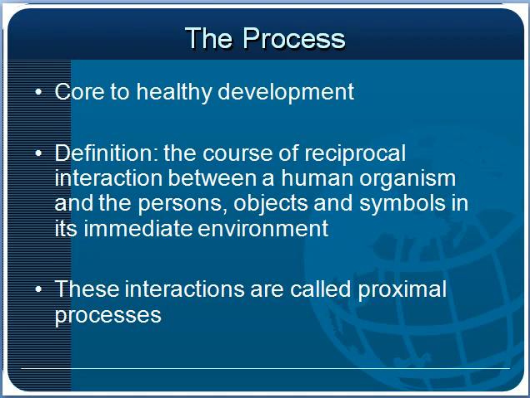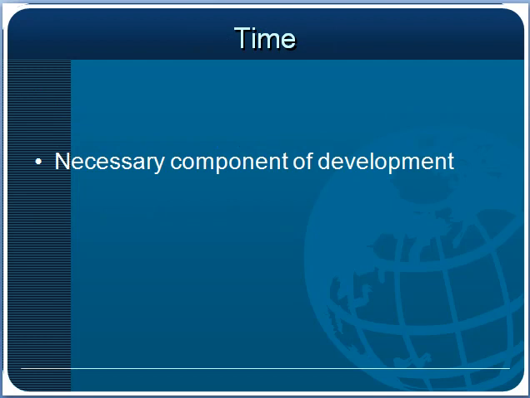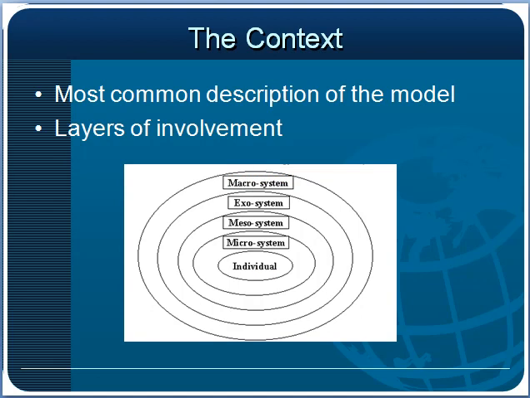The person, this is the biopsychosocial characteristics. This is the individual characteristics of that person. Time, this is just time. Development takes place over time. It isn't an instantaneous thing, as the name denotes. Context is what we mostly think about when we think of the bioecological model, and there's several different systems or different layers of this context. Individual being at the center.